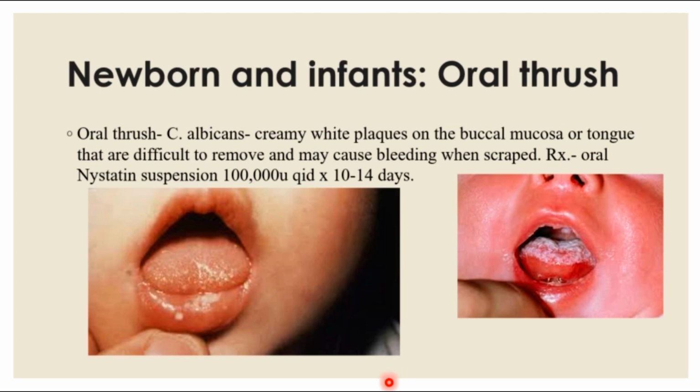Now, oral thrush. This is caused by Candida albicans fungus, and you will see white creamy plaques on the buccal mucosa, the mucous membrane of the mouth, and you can also see it on the tongue. The difference between oral thrush and milk stains in the mouth is that oral thrush is hard to remove when you scrape it, and when you actually get to remove it, it may cause bleeding.